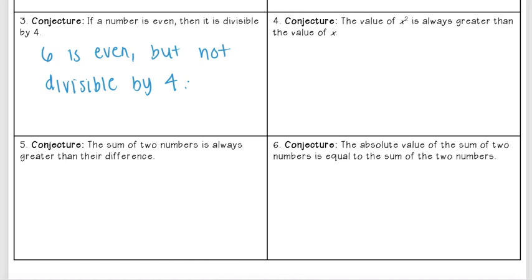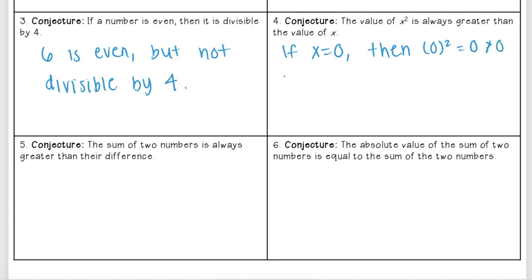Okay, number 4, the value of x squared is always greater than the value of x. So I want to find a value of x for which when I square it, it is not greater than x. There are a few examples you can use here. Probably the easiest one to see at first is if x equals 0. Then 0 squared is equal to 0, which is not greater than 0.